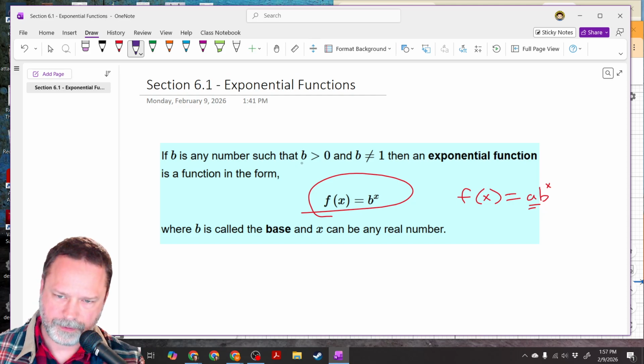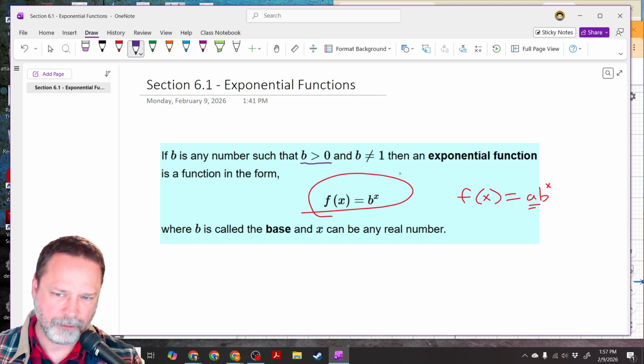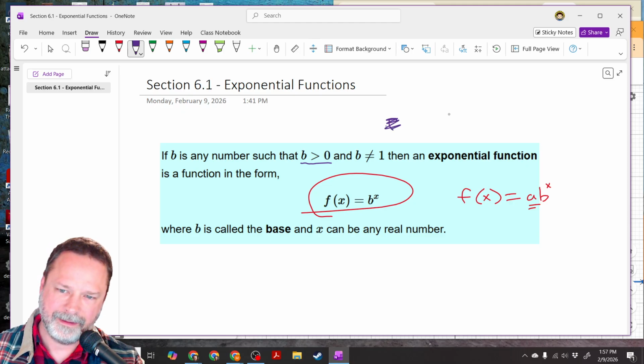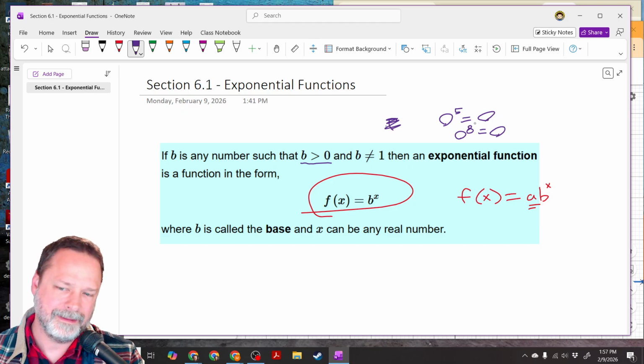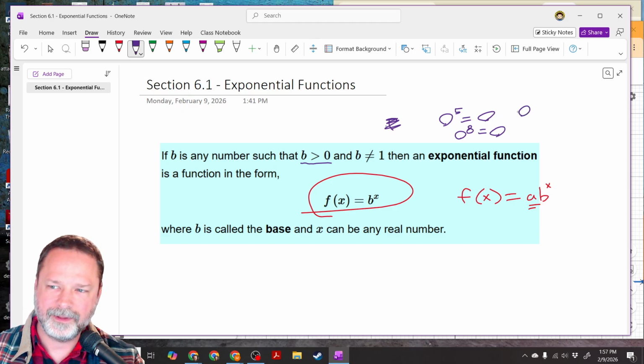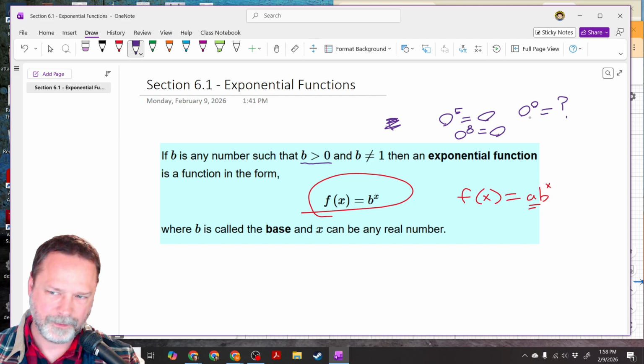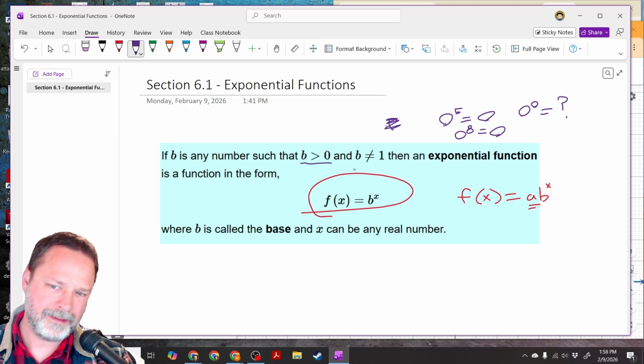We have a couple restrictions on b. B has to be greater than 0, no negatives. It cannot be equal to 0. That'd be silly. Why would that be silly? Well, if b is 0, what's 0 to the 5th power? It's 0. What's 0 to the 8th power? It's 0. 0 to anything is 0, except, of course, 0 to the 0, I don't know. So let's not mess with 0 as b. The base can't be 0.